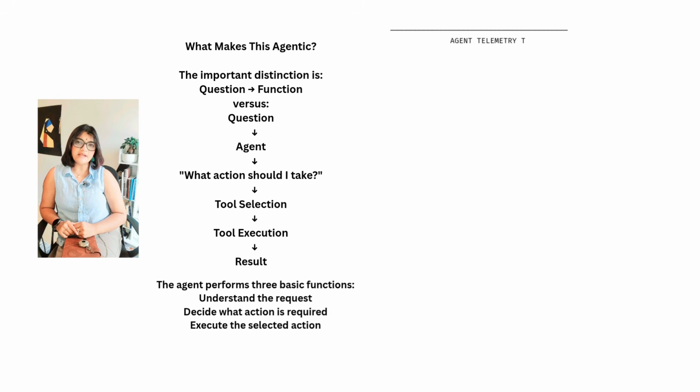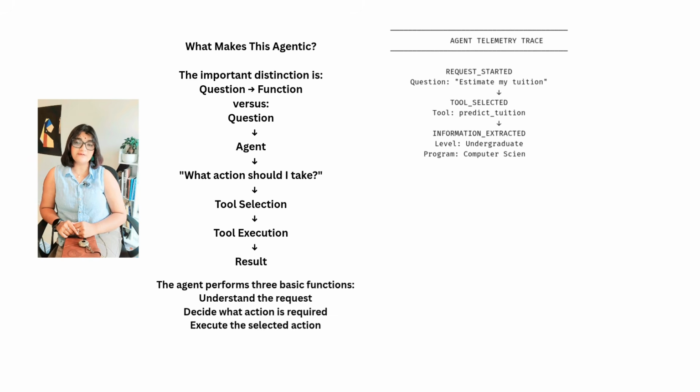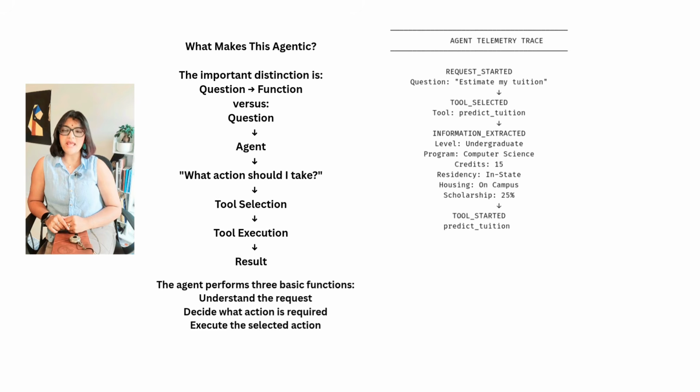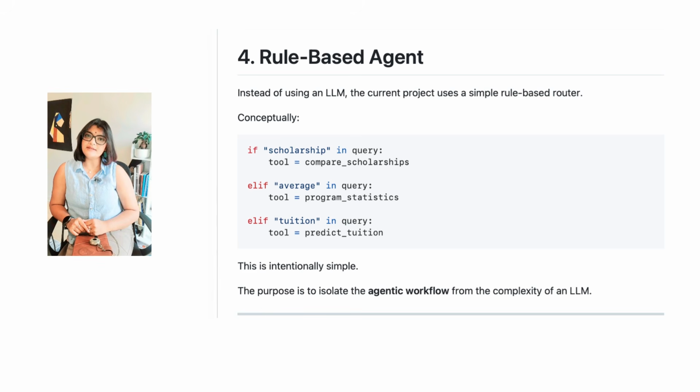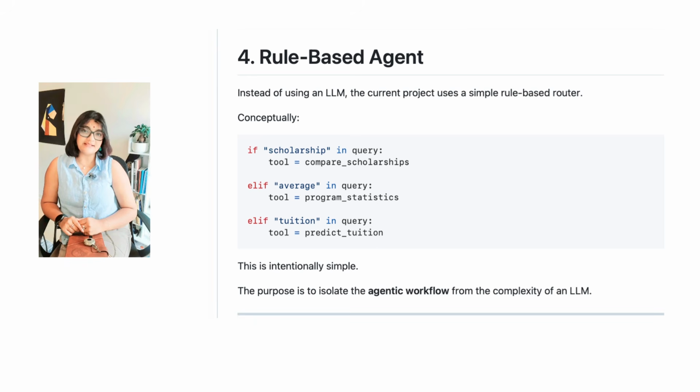The important idea here is that the agent is not necessarily calculating everything itself. It decides what action needs to happen first and then uses a tool to perform that action. Later, I could replace my rule-based agent with Gemini or another LLM while keeping the same underlying tools intact.